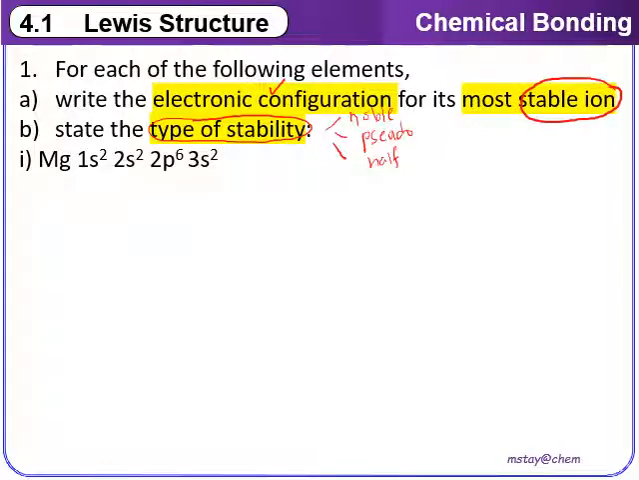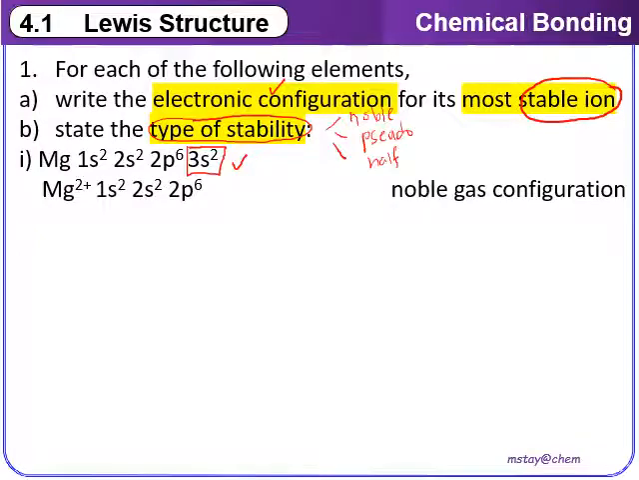Let's look at the first one, magnesium. Before we can write the electron configuration for the ion, always keep in mind that we first write the electron configuration for the atom. Based on this electron configuration, we notice that there are 2 valence electrons. In this case, magnesium tends to lose electrons, becoming Mg2+, and ends with the electron configuration 2s2 2p6.